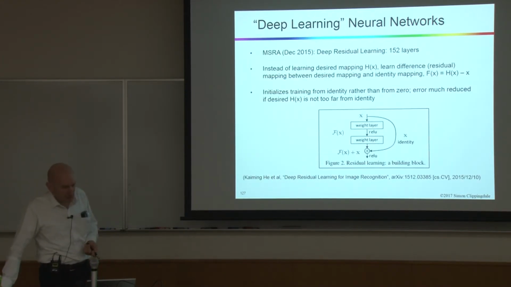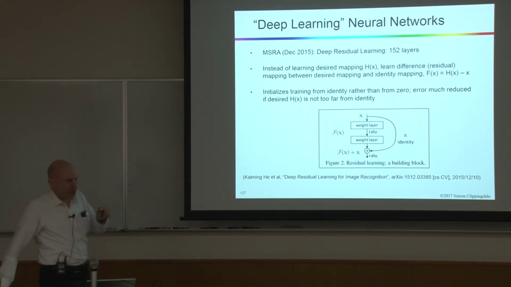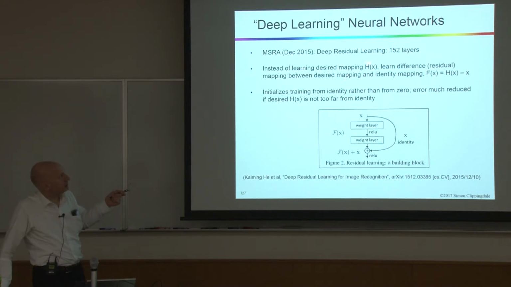In 2015, Microsoft Research came out with a slightly different model, 152 layers now, but they changed the way that each layer works. Instead of learning this desired mapping, call it h of x, starting from nothing, or starting from just random initialization, what they decided to do was to learn the difference between that and an identity mapping.